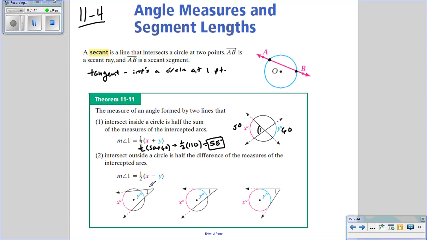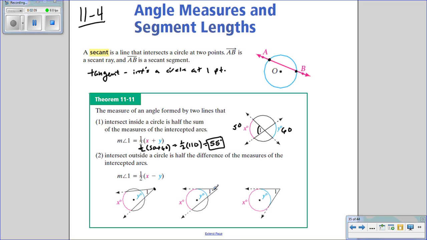Now, if you have these two lines intersecting outside the circle, we switch it up. We're going to subtract its intercepted arcs and then cut it in half. Sometimes you'll have a secant and a secant. Sometimes you'll have a tangent and a secant. And sometimes you'll have two tangents. That's how this works.